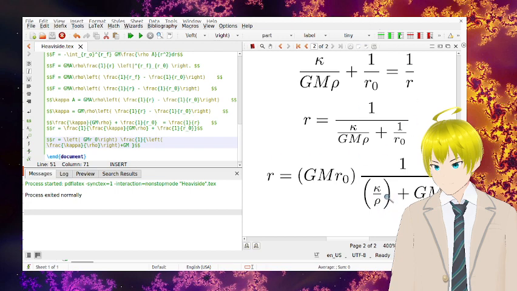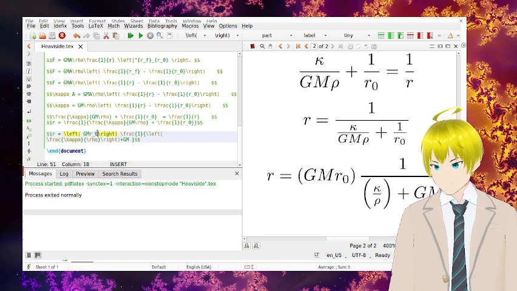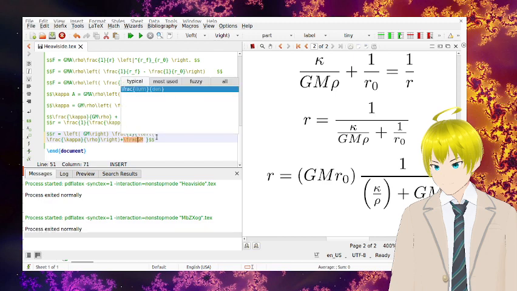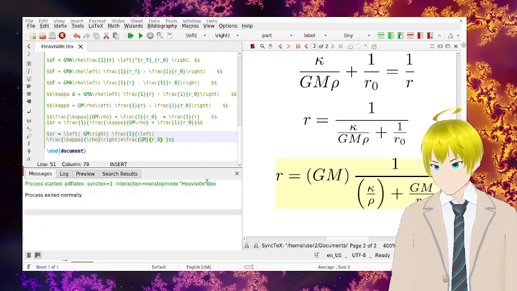So I forgot to put an R naught here. I'm actually going to do it like this. Let's go up to... Let's get rid of this here. And let's put it here. Frac. R sub 0. Like that.